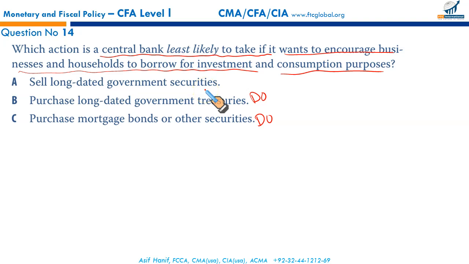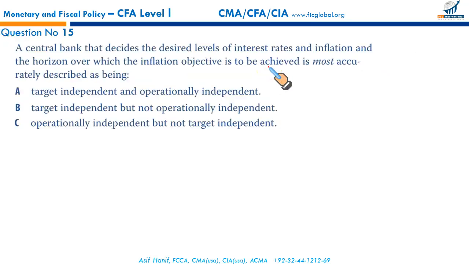Such actions would tend to constrict the money supply and increase interest rates. So it will purchase long-dated government bonds so as to increase money supply. It will purchase mortgage bonds to increase money supply. But selling long-dated government securities will reduce money supply. This is least likely to be done, and hence is our right answer.